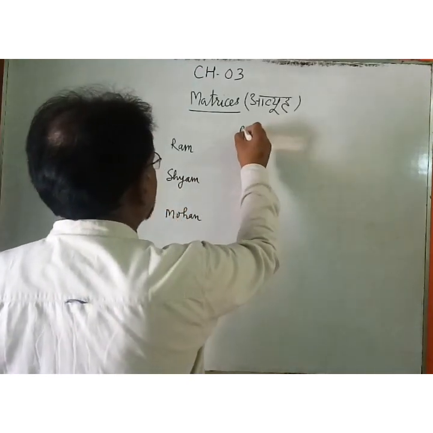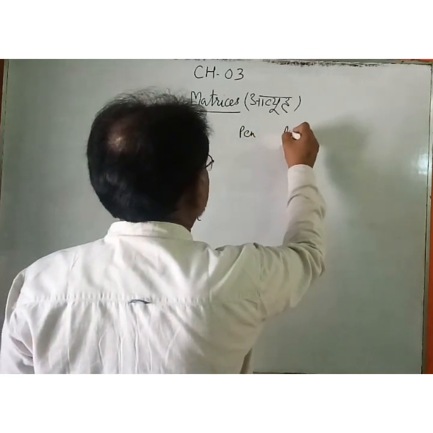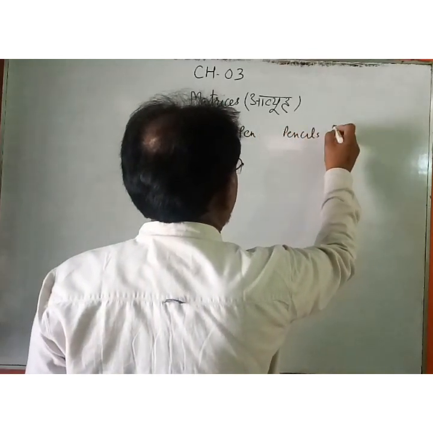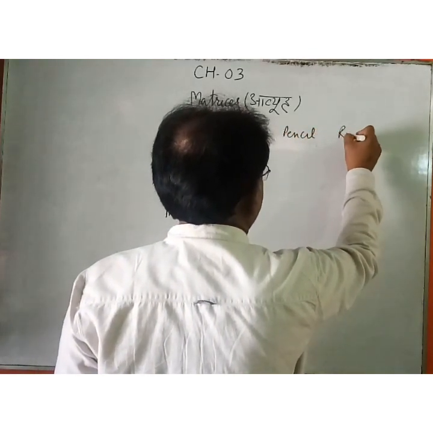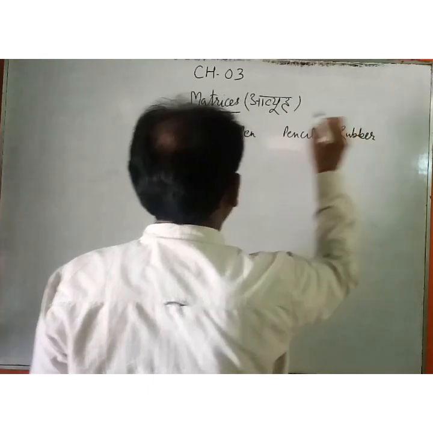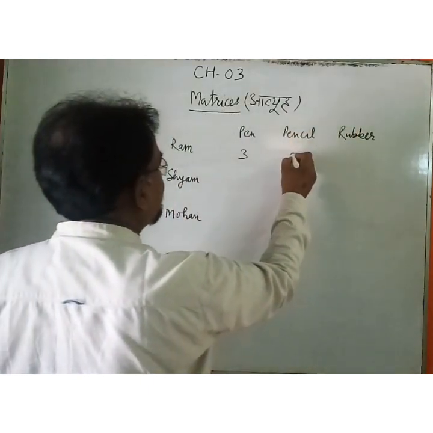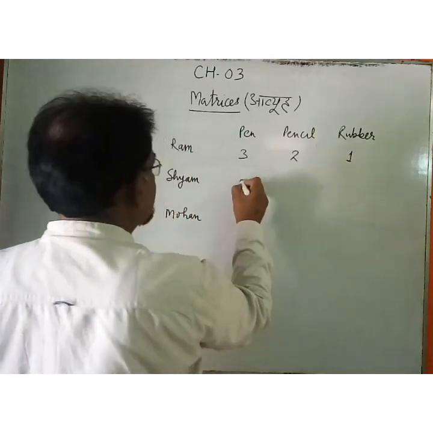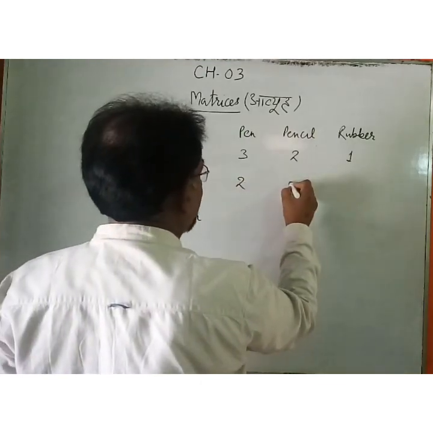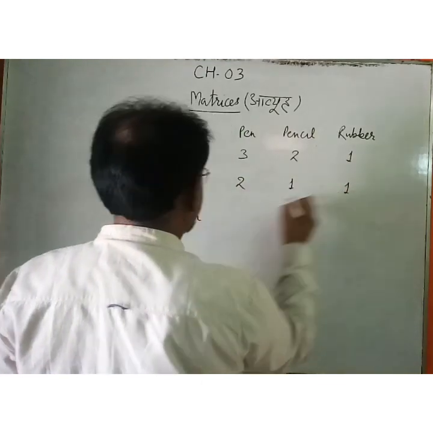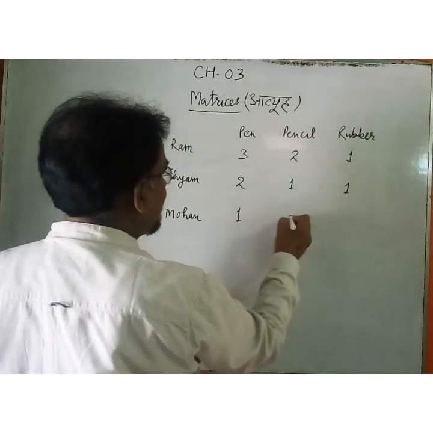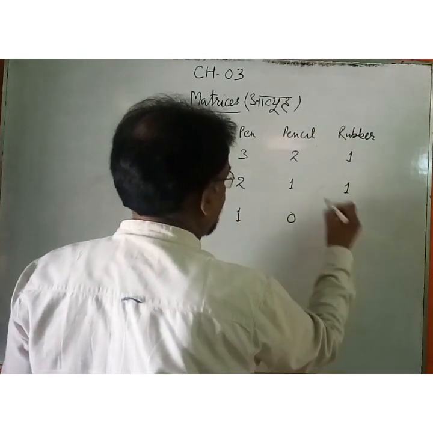They have some pencils and rubbers. Ram has 3 pens, 2 pencils, 1 rubber. Shyam has 2 pens, 1 pencil, 1 rubber. Mohan has 1 pen, no pencil, no rubber.